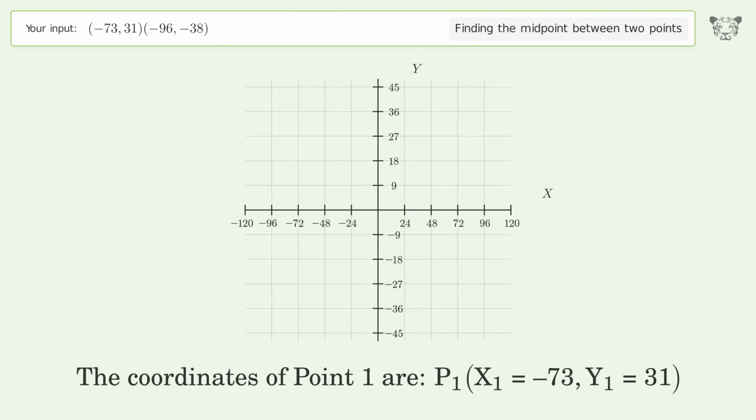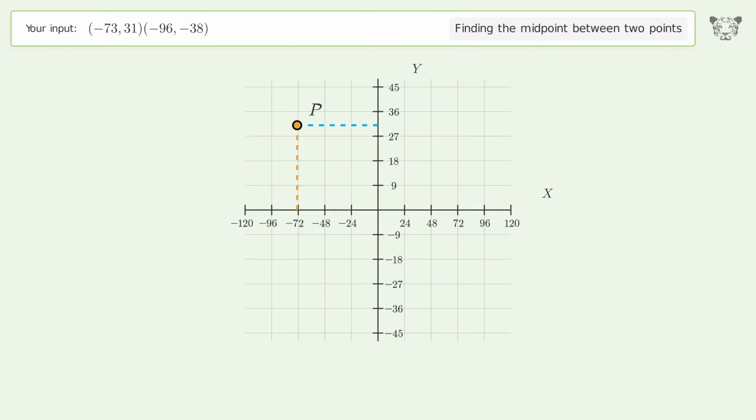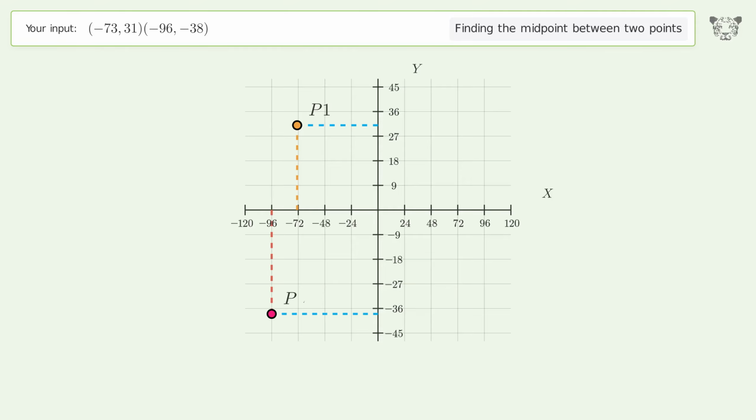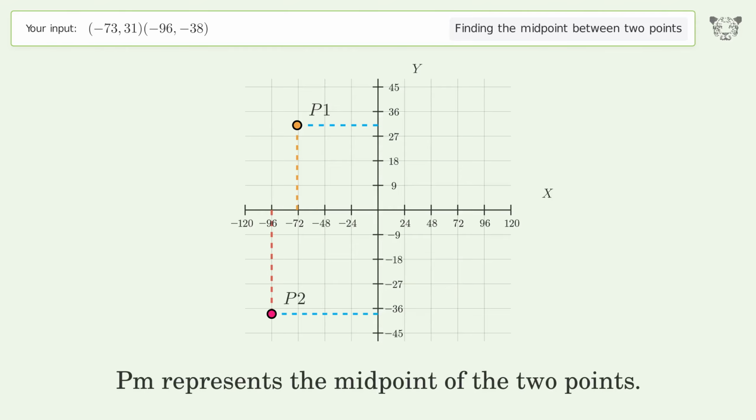The coordinates of point 1 are, x1 equals -73, y1 equals 31. The coordinates of point 2 are, x2 equals -96, y2 equals -38. PM represents the midpoint of the 2 points.